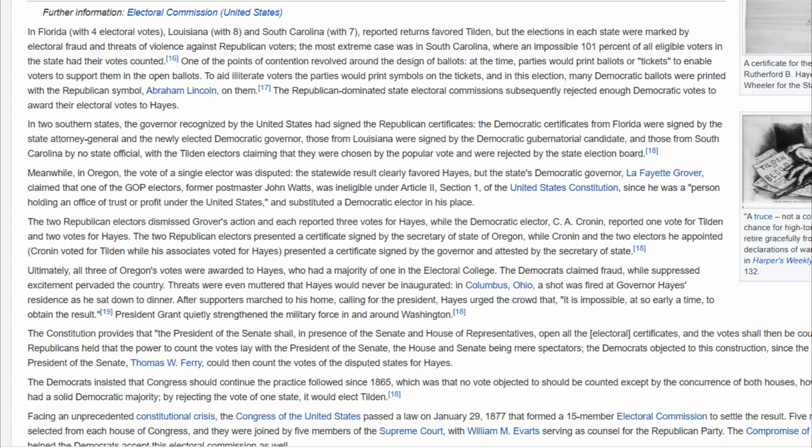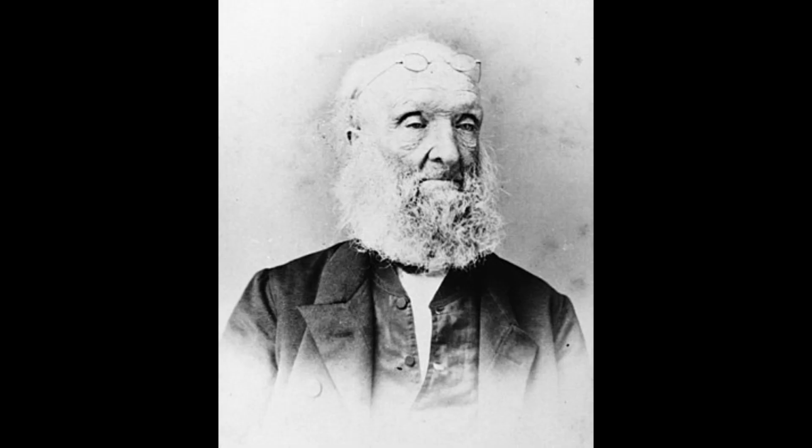Meanwhile, in Oregon, the vote of a single elector was disputed. The statewide result clearly favored Hayes, but the state's Democratic governor, Lafayette Grover, claimed that one of the GOP electors, former Postmaster John Watts, was ineligible under Article 3, Section 1 of the United States Constitution since he was a person holding an office of trust or profit under the United States. And he was substituted with a Democratic elector in his place.